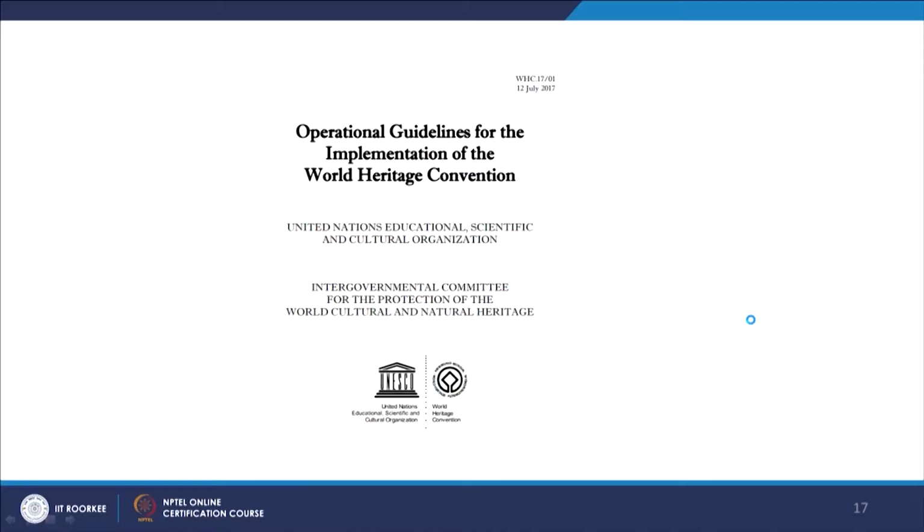So these are a very broad list of 10 criteria, out of which, as we mentioned, at least 1 out of 10 selection criteria it should follow. And I'm giving a reference to this particular document, the Operational Guidelines for the Implementation of the World Heritage Convention. So one can actually go through it. There's also a list of the formats on how one can document it.